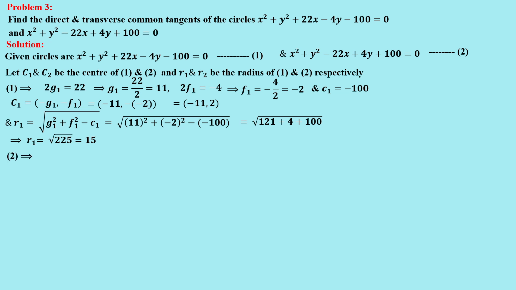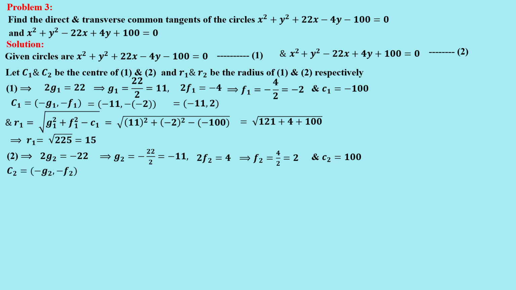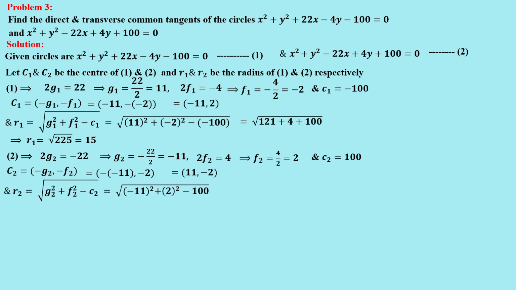So for 2, the coefficient of x, 2g2 is equal to minus 22, so g2 is equal to minus 11, 2f2 is equal to 4, f2 is equal to 2, and c2 is equal to 100. So C2, the center of the second circle, is minus g2, minus f2, that is equal to minus of minus 11, that is 11 comma minus 2, and r2, the radius of the second circle, is root of g2 square plus f2 square minus c2, that is equal to root of minus 11 square plus 2 square minus 100, that is equal to root 25, that is equal to 5.